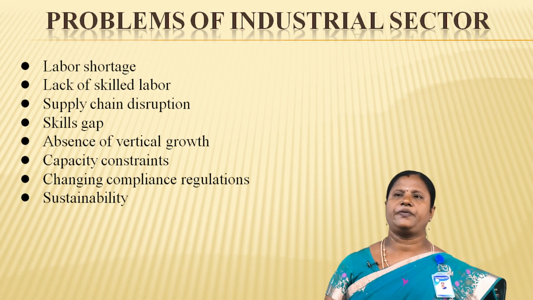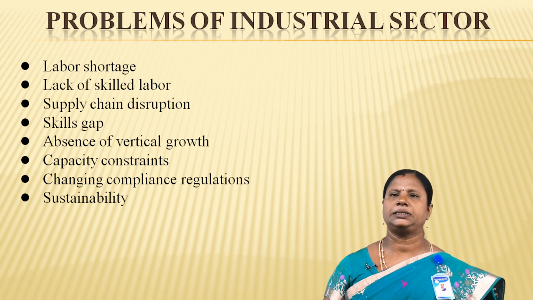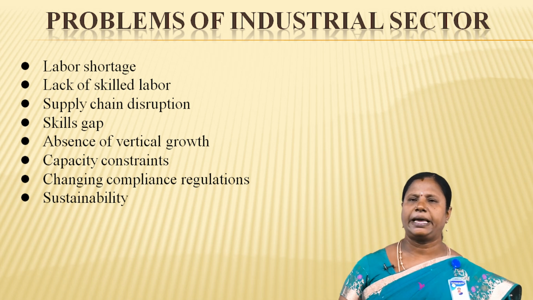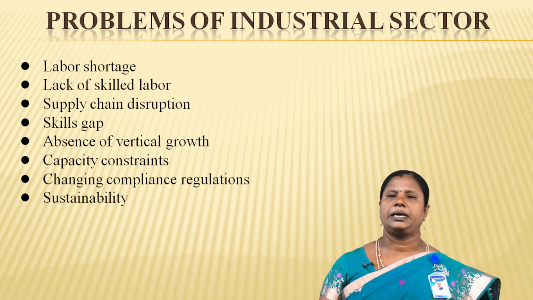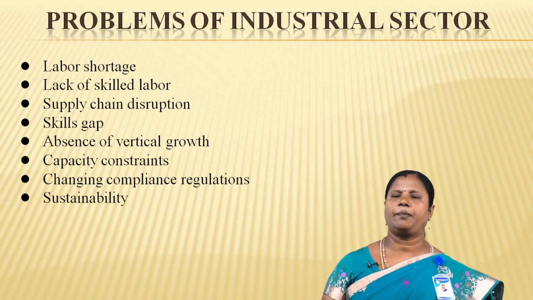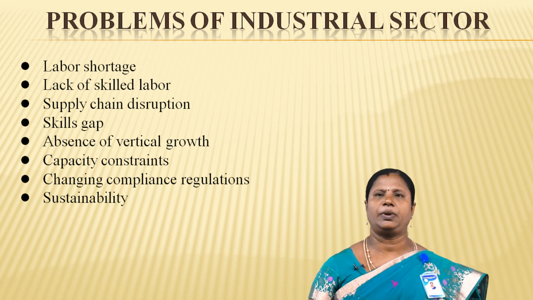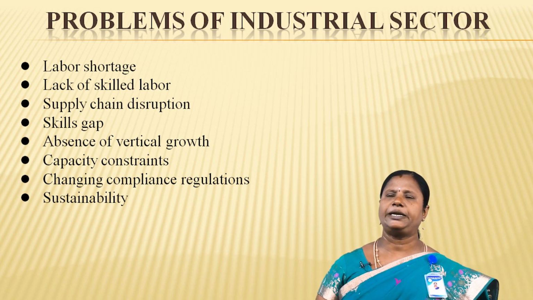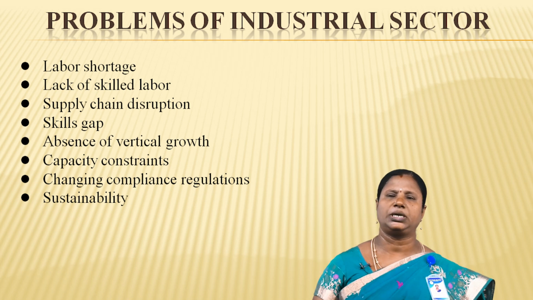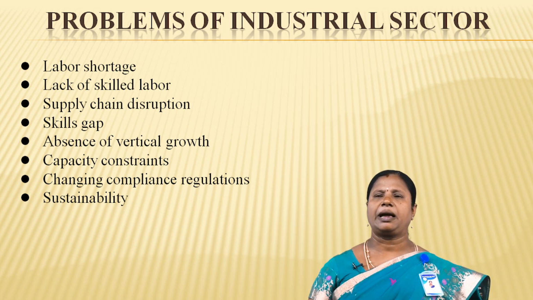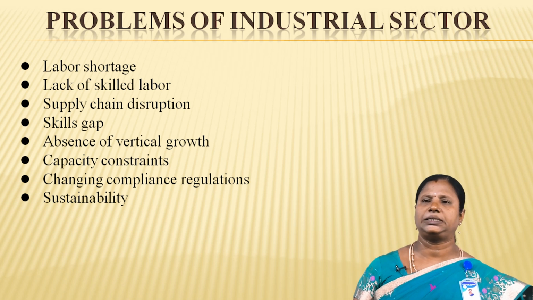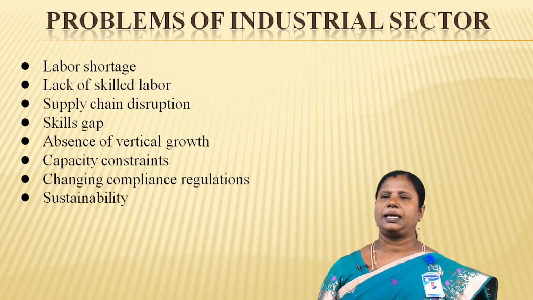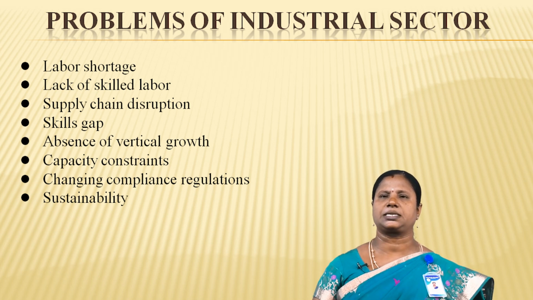Then problems of the industrial sector: labor shortage, lack of skilled labor, supply chain disruption, skills gap, absence of vertical growth, capacity constraint, changing compliance regulations, and sustainability. Labor shortage. Many manufacturing companies need more workers to meet production and supply chain demand. Lack of skilled labor. There is a shortage of workers with the technical skills and experience to operate the machinery and perform other specialized tasks.